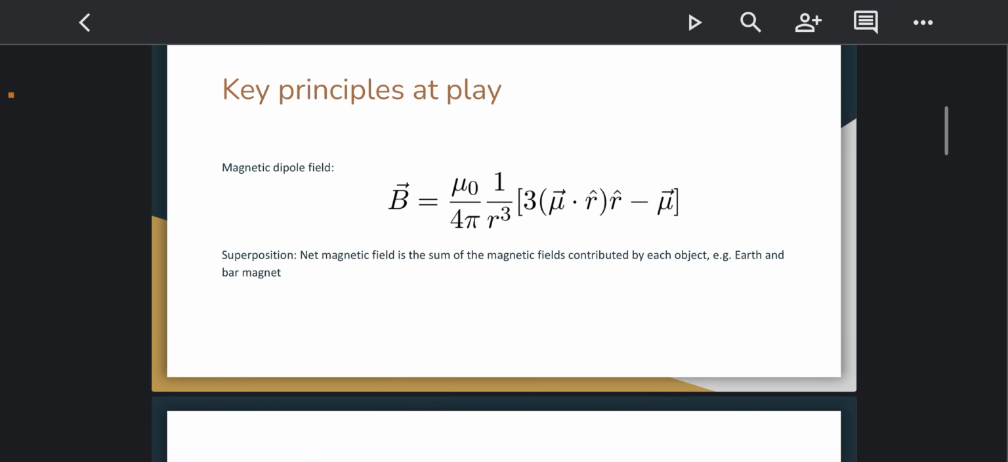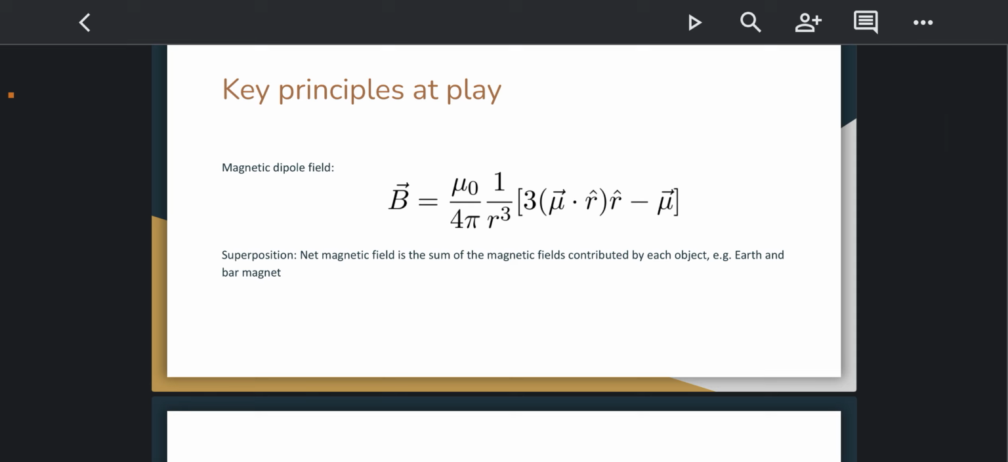The key physics principles that go into this lab are, first of all, the magnetic dipole field, which is the field pattern contributed by a bar magnet, following the formula below. We can notice how it simplifies very well when mu and r are either parallel or perpendicular, because the dot product simplifies when something is parallel or perpendicular, which follows the parallel and perpendicular formulas that we're already aware of.